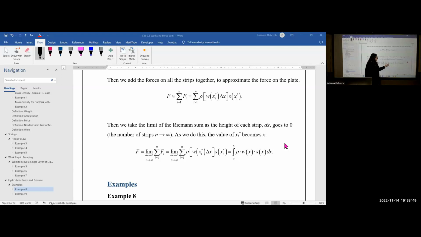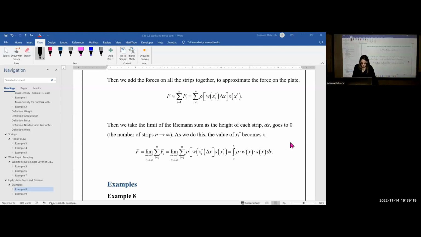And then we have this formula that gives us the width of that particular flat surface at that point times the depth at that point, s of x, times dx, where w of x and dx multiplied together give us the area of that strip. And we integrate from the depth of the top of the plate to the depth of the bottom of the plate. So from less deep to more deep.